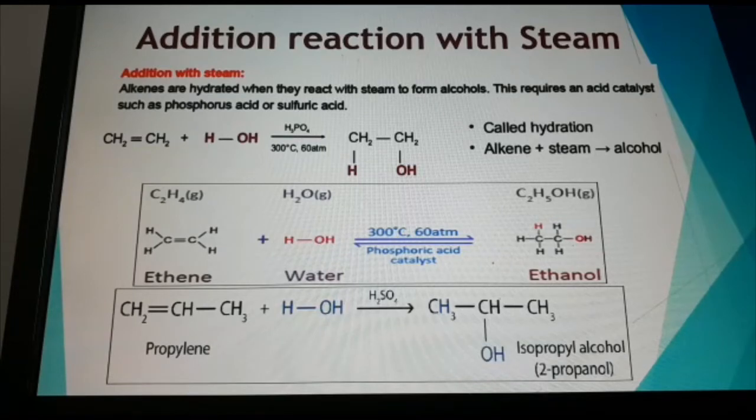This has an importance in industry. The major way of manufacturing ethanol is hydration. This reaction is very important.